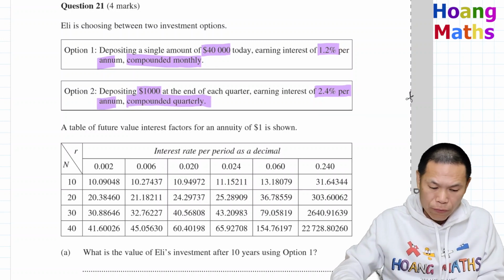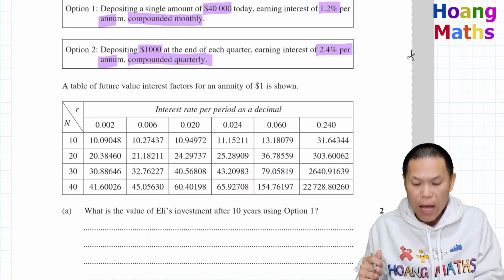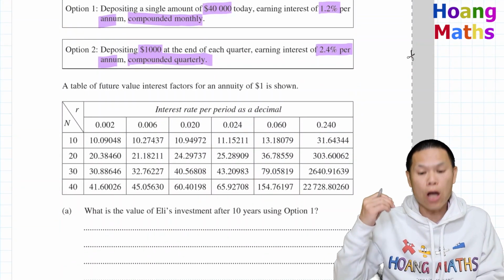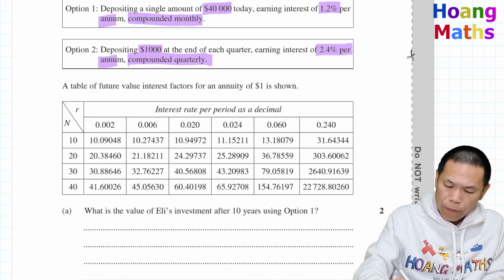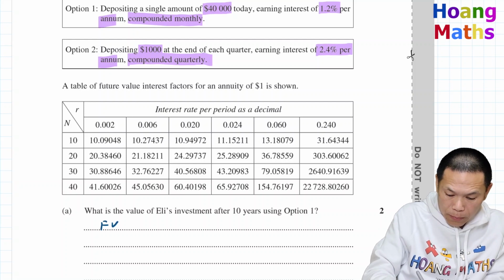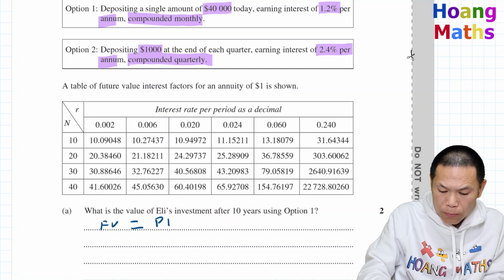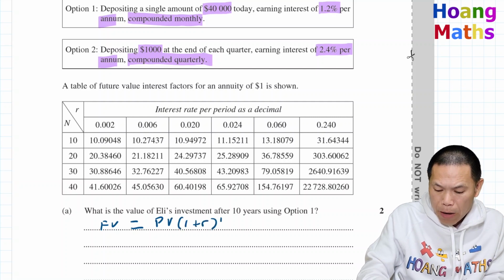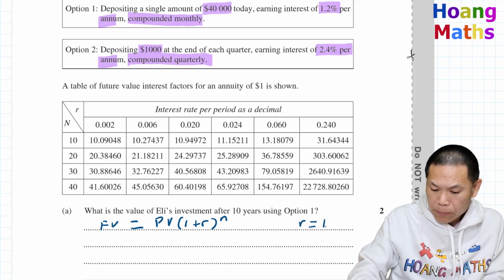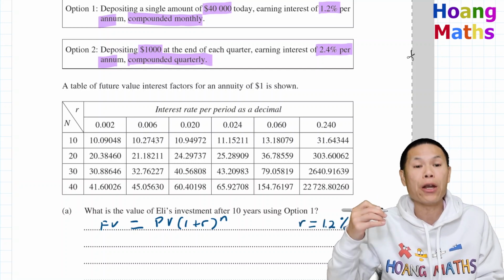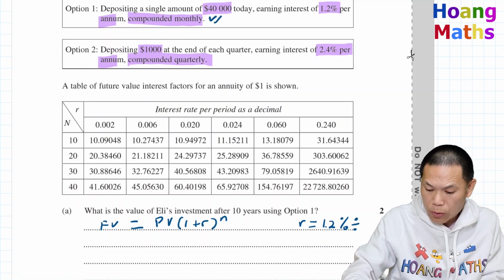So let's have a look at the first question. What is the value of the investment after 10 years using option 1? We know that for option 1, the future value is equal to, because it's compound interest, the present value times 1 plus R to the power of n. And the R is 1.2%. And don't forget, it's per annum, and the interest is compounded monthly. So we need to divide by 12.